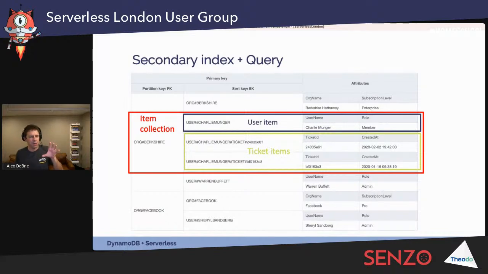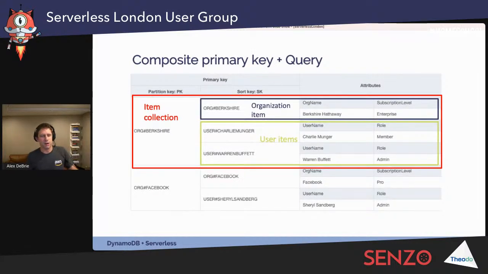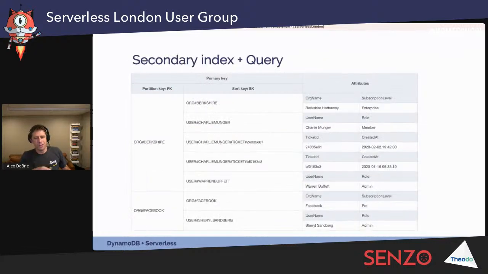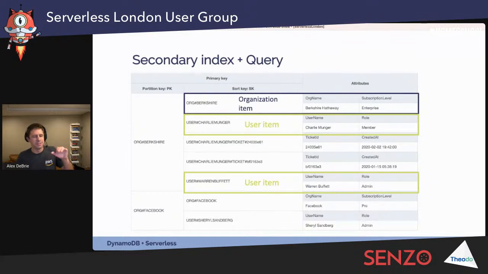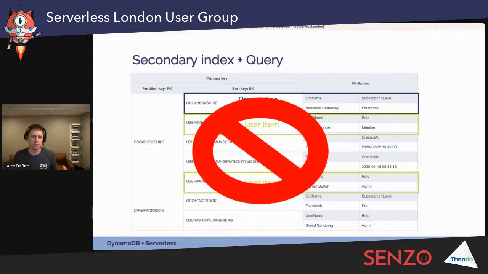But there's a problem with this, right? If we go back to that access pattern we just had, we want to fetch all the users for a particular organization and also fetch that organization item. We co-located those near each other. But now with our new table, with our tickets in there, you can see our item collection is all jumbled, right? Where we have the organization item, we have the user item, then we have a bunch of ticket items, then we have the next user item and a bunch more ticket items. So if you're querying this to get all the users, you're getting a bunch of extraneous tickets in there too. So you don't want to do this pattern because it's making your original pattern inefficient.